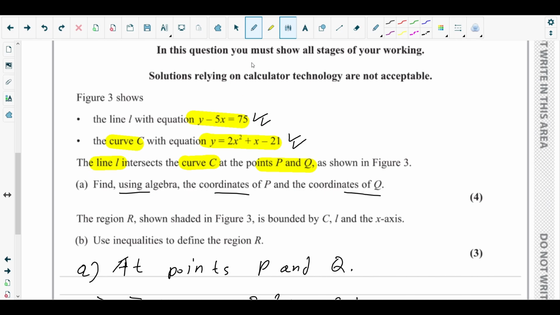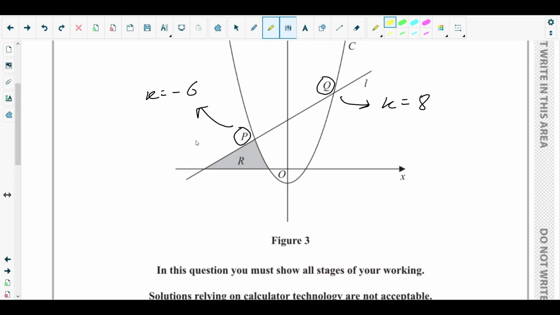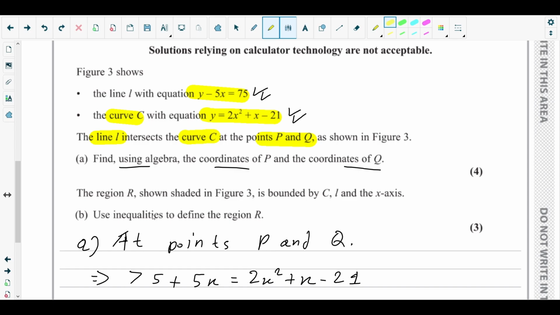In part B, they are asking that the region R shown shaded in figure 3 is bounded by C, L and the x-axis. So let's see in figure 3, the region R. You can see that the region R is bounded by line L, the curve C and the x-axis, right? So the question asks in part B that using inequalities, we need to define the region R.